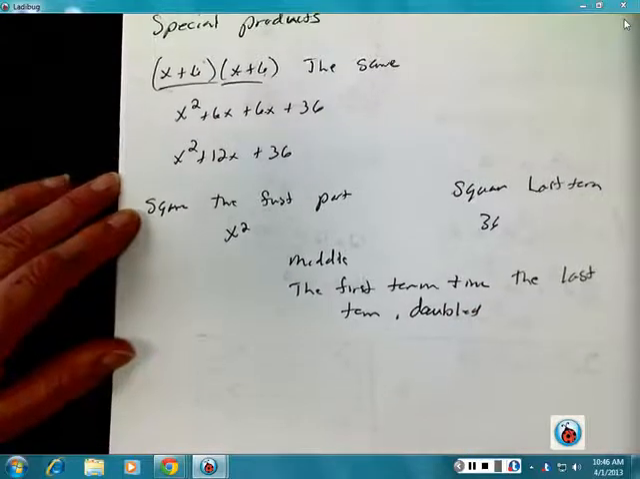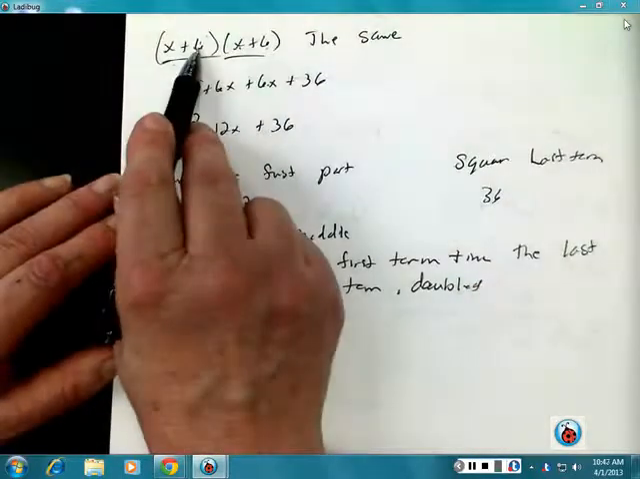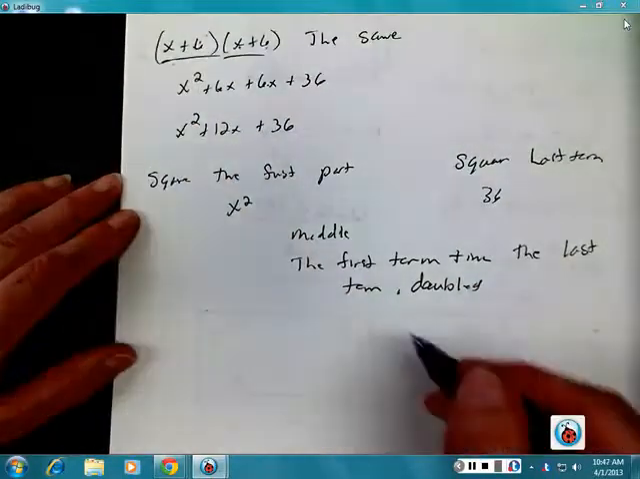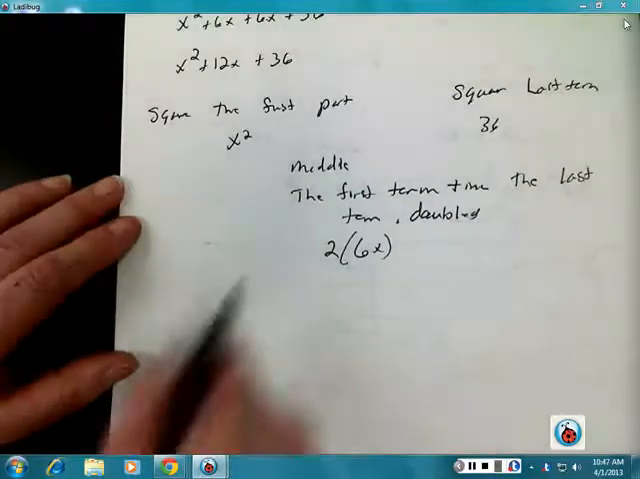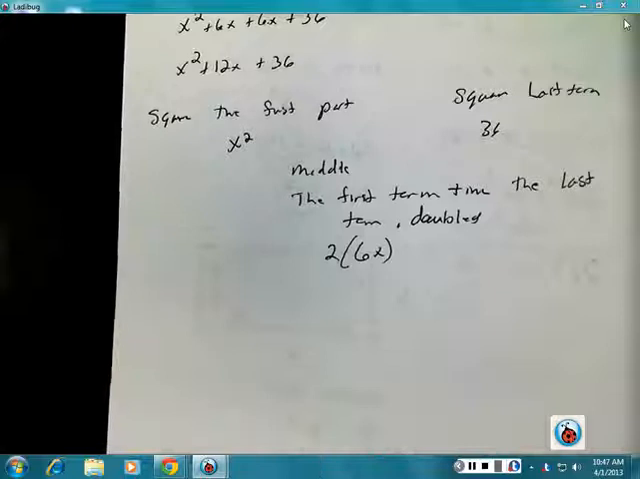Doubled means I'm going to multiply by 2. So x times 6 is 6x, doubled. 6x times 2. And that's where they come up with that. So if you can remember that, it saves you from FOILing it, because I don't need to FOIL it.